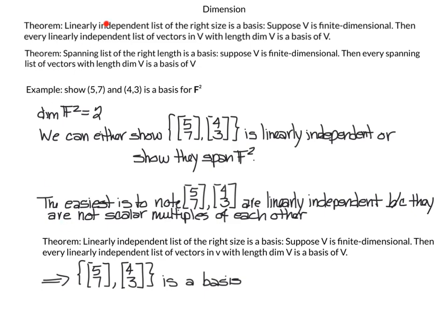And now we apply this theorem here, a linearly independent list of the right size, meaning the length of the basis, is also a basis. So that means (5, 7), (4, 3) is a basis.